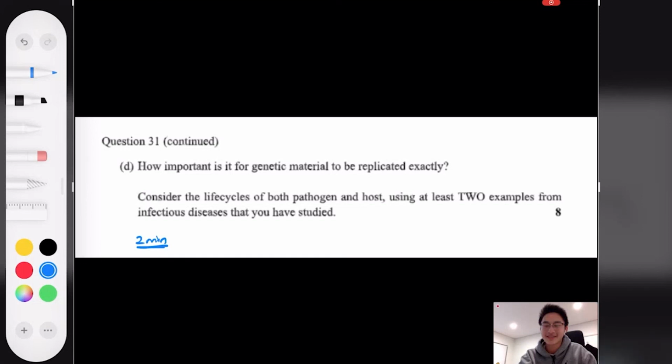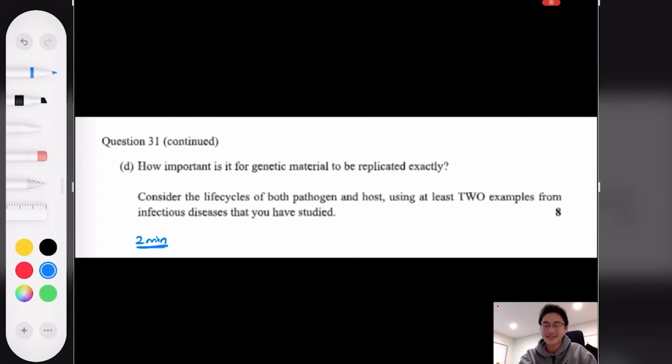Does anyone know why you need to talk about the host? Let's say you're on the fence right now. You're in this exam, you're thinking, do I need to talk about the host and the pathogen or just the pathogen? What would tell you need to talk about both? It literally says it says both. Yeah, good. But any part of the syllabus?